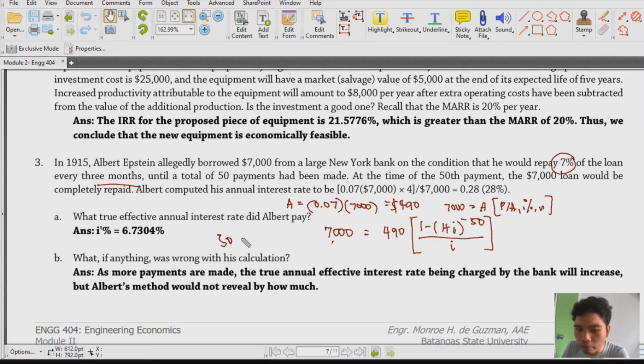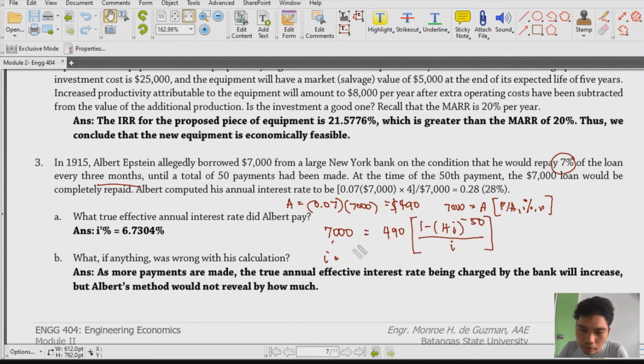Itong 50, it came from actually the number of years times 3. So basically, ganun siya, no? And that is actually equal to 50. So 50 over 3, yun yung total number of years that you're actually paying. So with this, your I would be equal to 0.06730, and this is equal to 6.7304%. Okay, so that's also the one written in your handout.